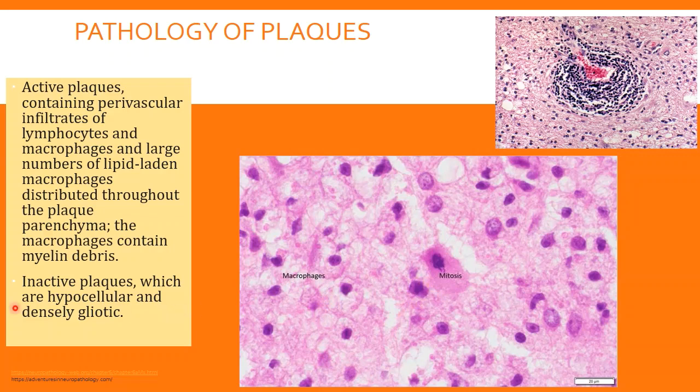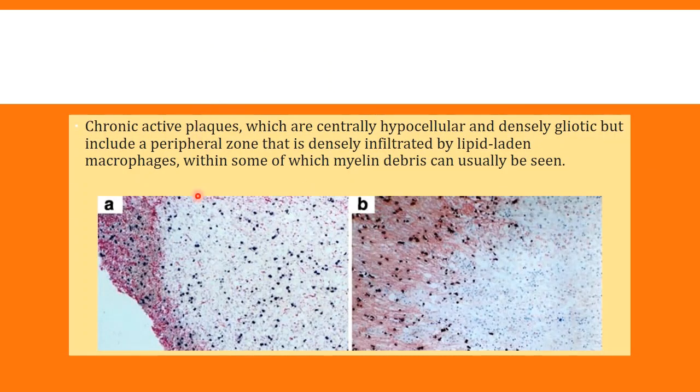On the other hand, an inactive plaque will not have this appearance. It will have macrophages, but the macrophage density will be quite low and the area will be densely gliotic. Now this is a chronic active plaque. In a chronic active plaque, what do you see? You see a central hypocellular densely gliotic area, and there is a peripheral zone, and this peripheral zone contains the lipid laden macrophages with some nuclear debris, as you can make out in both images A and B here, right? So this is a chronic active plaque.